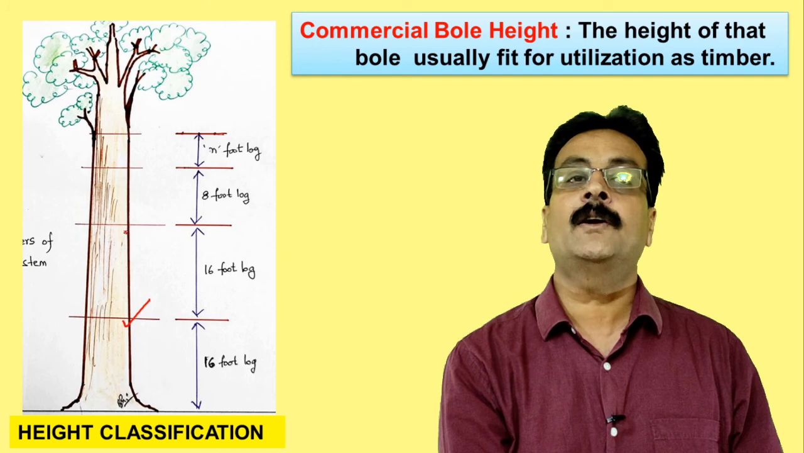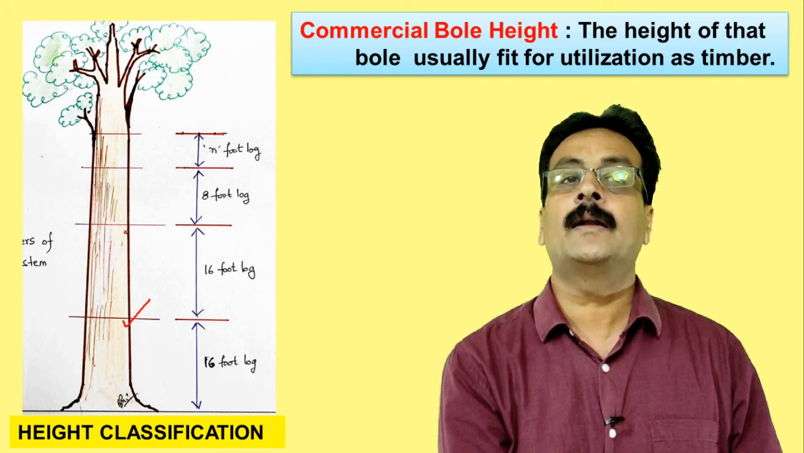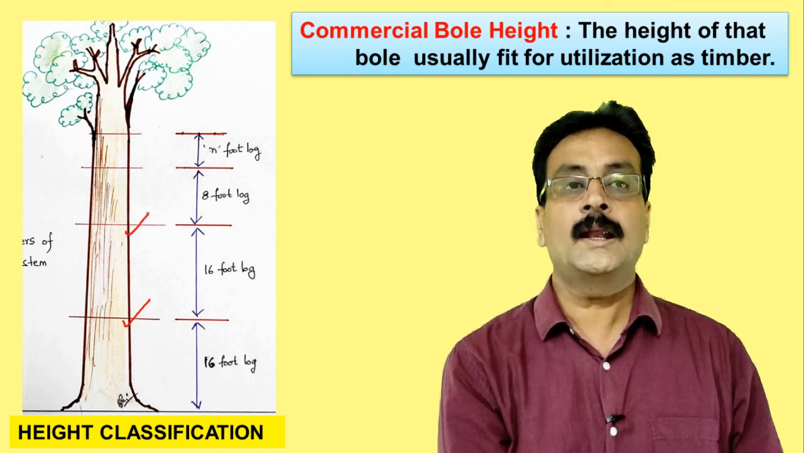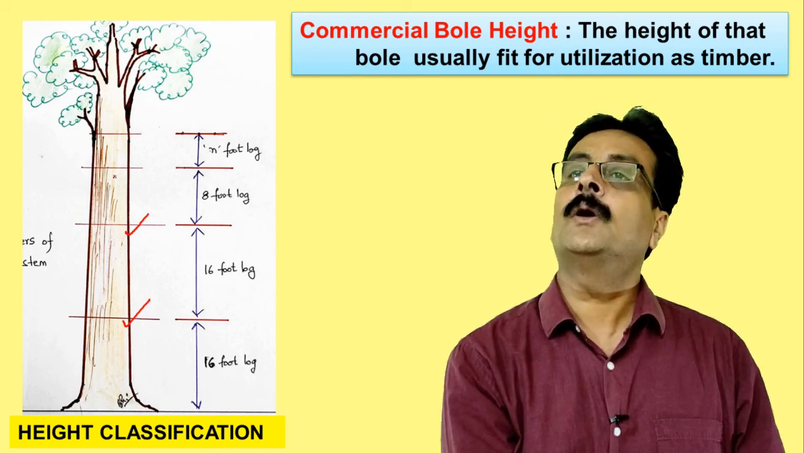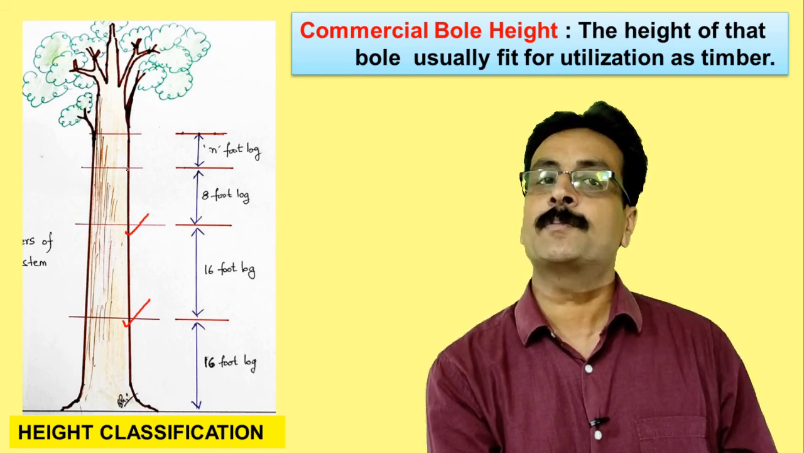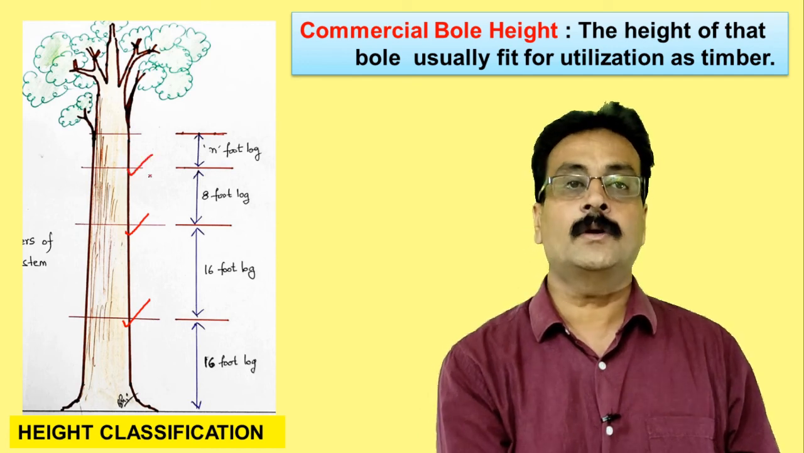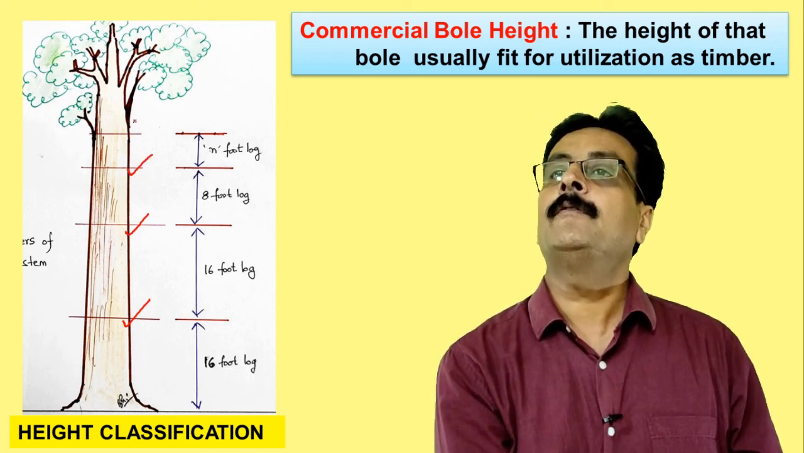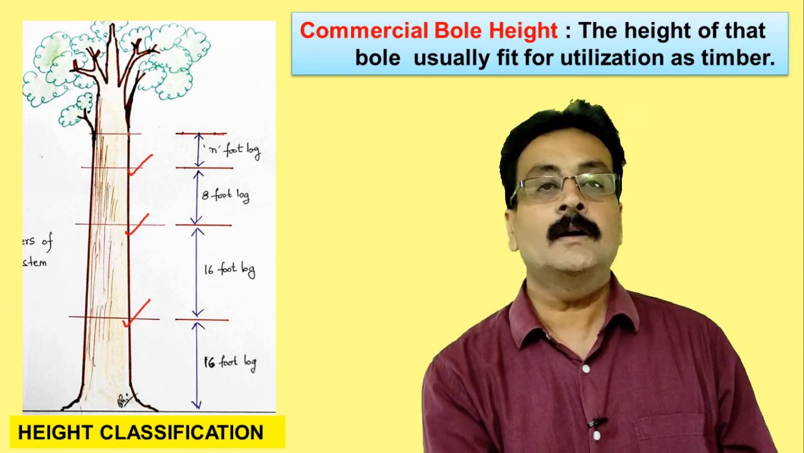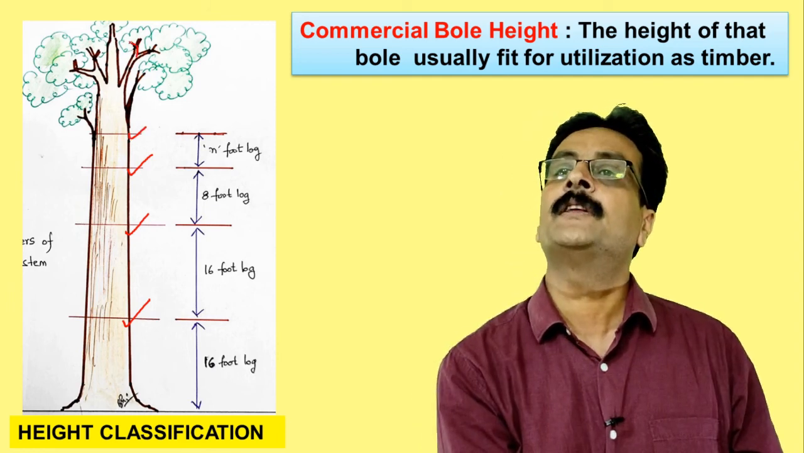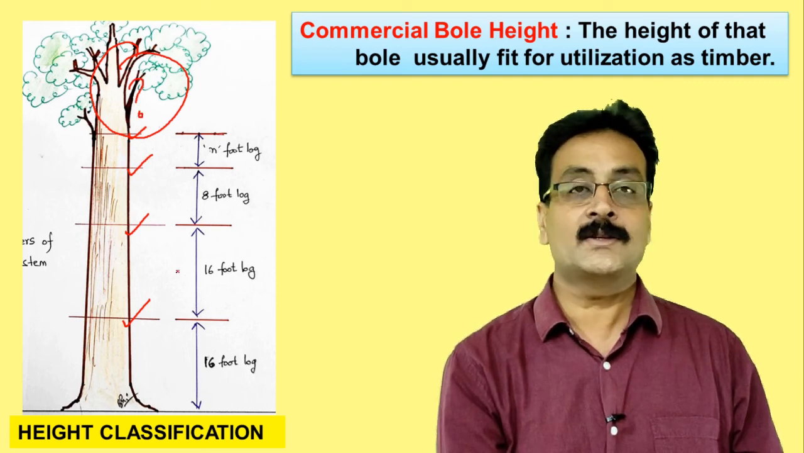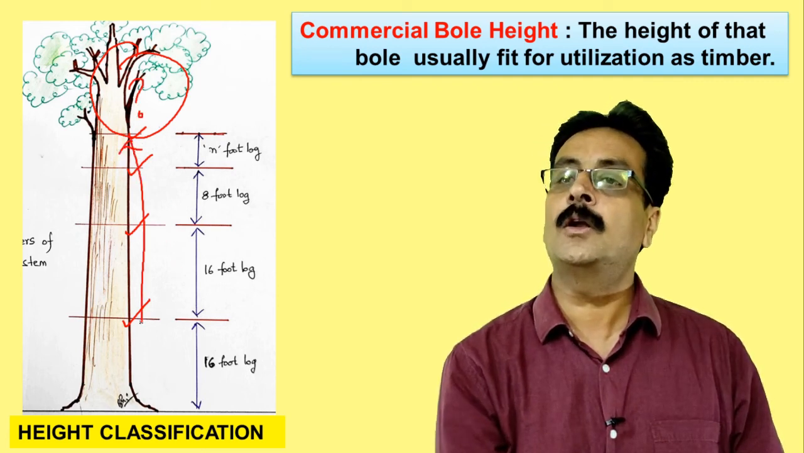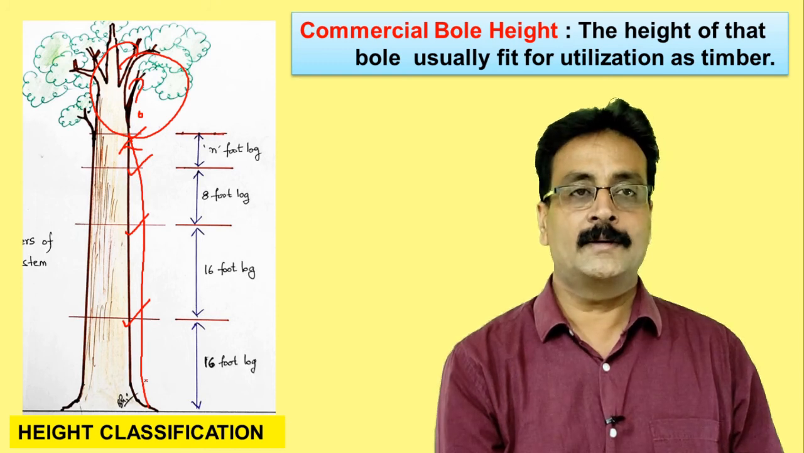Next we cut down to a convenient length, that is 16 feet. The more the length, the more the value of a log. Then we go again; we feel that up to here there is less taperness, so 8 feet we are cutting down, fit for utilization. Again we go, we still feel it is fit for utilization, but here we see that it is not fit for utilization, so we are not taking this part. So this entire part is called commercial bole height.